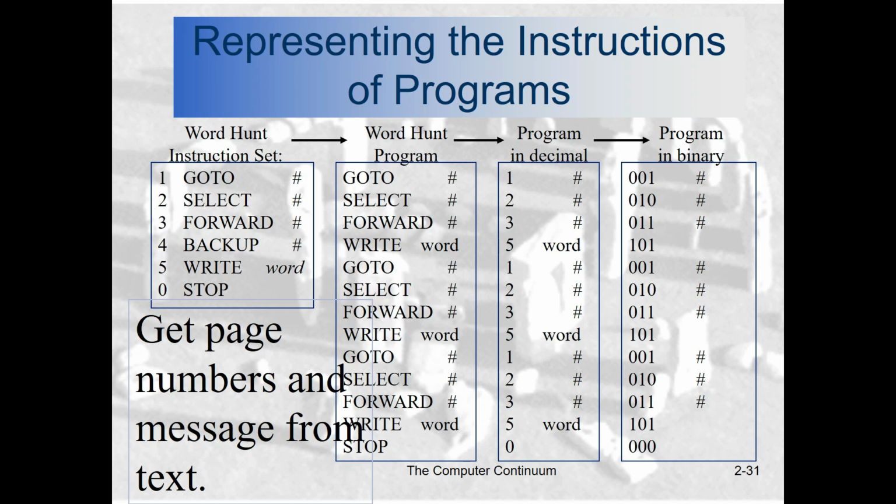Now these are the words: go to, select, forward, back up, right. We just discussed that these are the different words. Now we are representing them as programs in decimal format. If we represent all these instructions in the form of decimal numbers, that would be 1, 2, 3, 4, up to whatever you want to do, and then you could represent that in binary numbers. So essentially, we are representing different numbers in binary format. For example, for go to we have 001, for select we have 010, and so on.